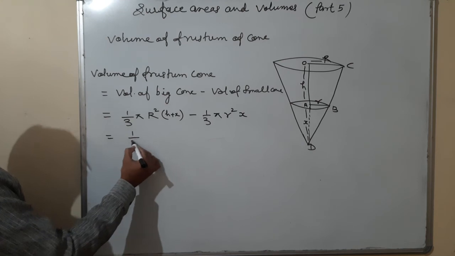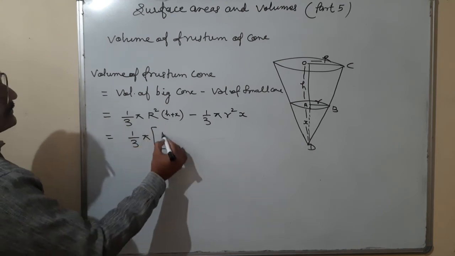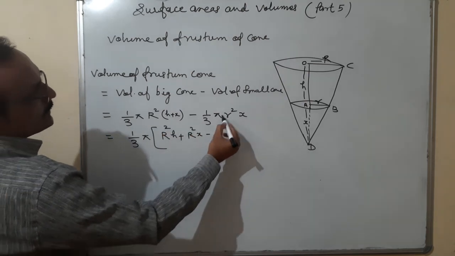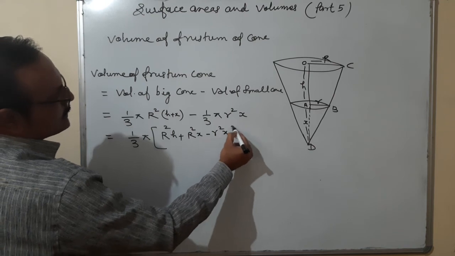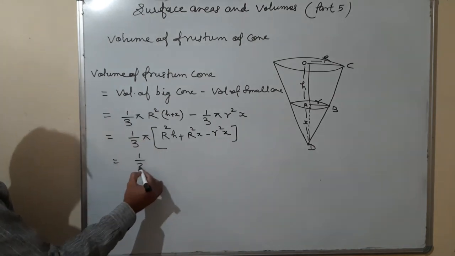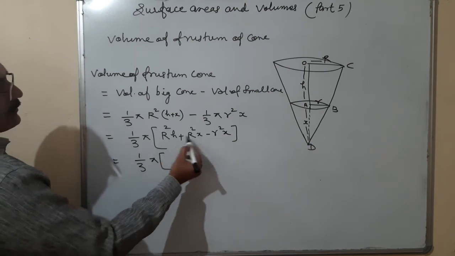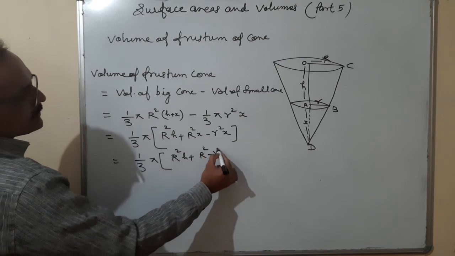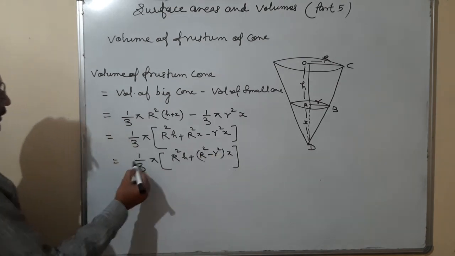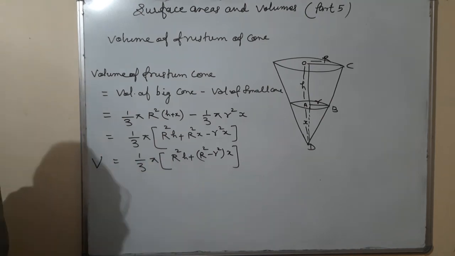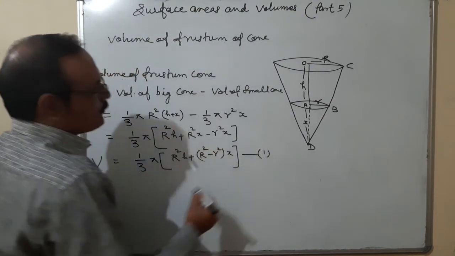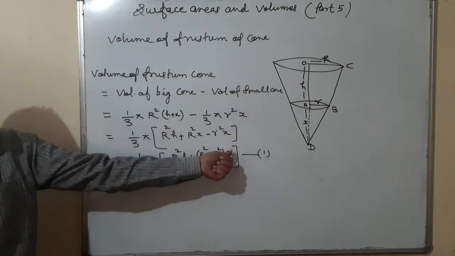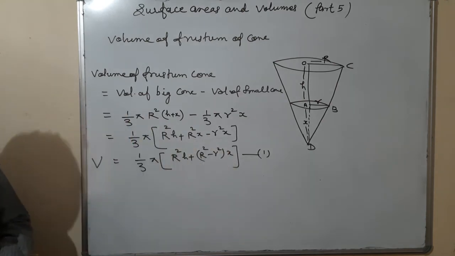May I take 1 upon 3 pi common? It is R square h plus R square x minus r square x. Okay. So that means 1 upon 3 pi, x and x common, R square h plus (R square minus r square) x. What is this? This is the volume of the frustum of a cone. In this volume, we want to eliminate this x, using some concept and putting a value in place of x.